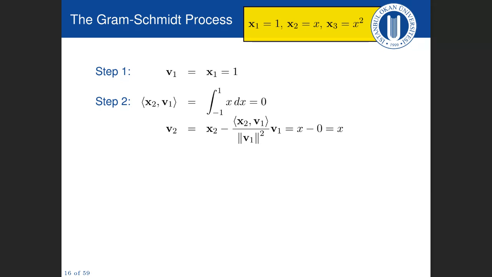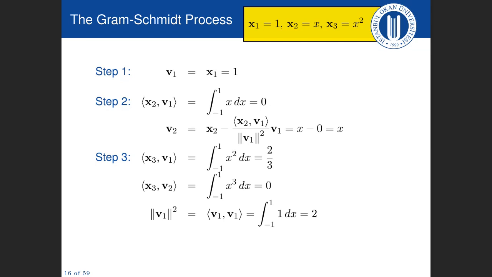And then we move on to step 3. Again, I'm going to start by calculating the inner products first. First, I want the inner product of x3 and v1. x3 is x squared, and v1 is the number 1. So I want the integral from minus 1 to 1 of x squared multiplied by 1 dx, and that's 2/3. I want the inner product of x3 and v2. x3 is x squared, v2 is x, so x3 multiplied by v2 is x cubed. Integrate that between minus 1 and 1. It's an odd function, so we get 0.